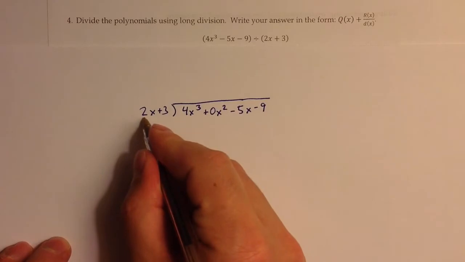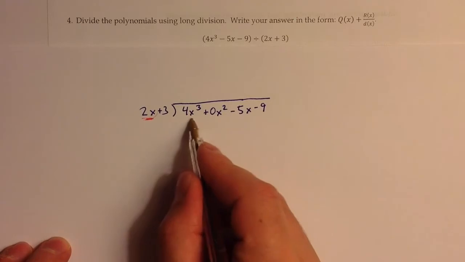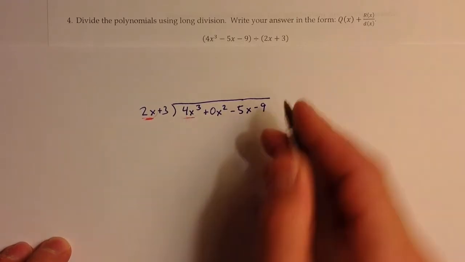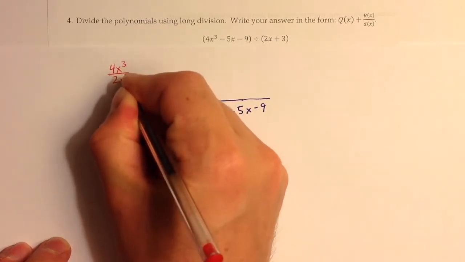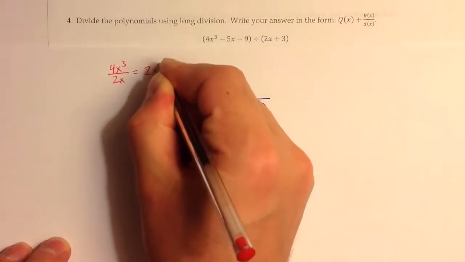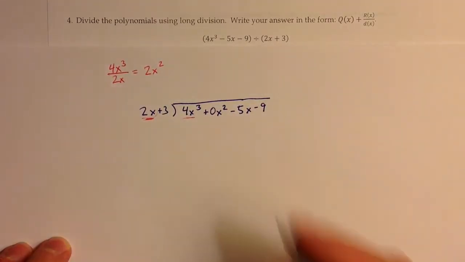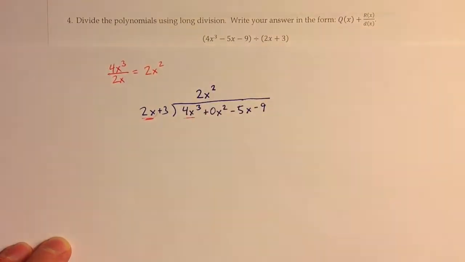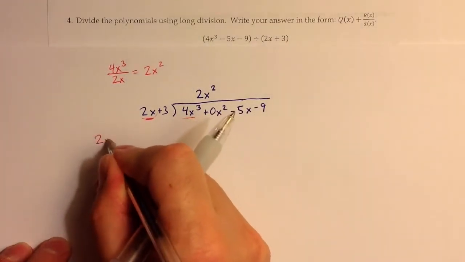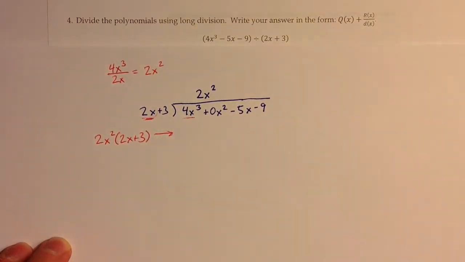And then we want to take the 2x portion of the divisor and divide that into the first term here. So I get 4x cubed divided by 2x, and that's 2x squared, since 4 divided by 2 is 2, and x cubed divided by x is x squared. That goes into the quotient, 2x squared goes into the quotient, and then I want to take that 2x squared times 2x plus 3 and subtract.